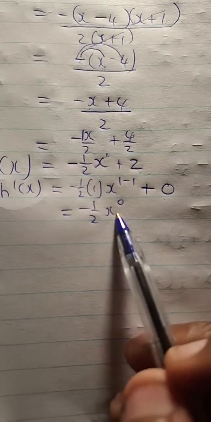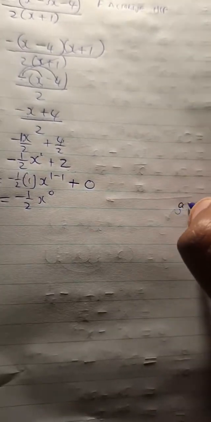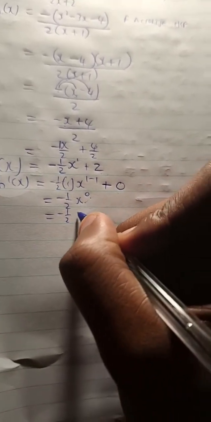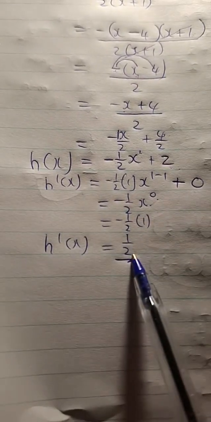But remember guys, anything raised to the power 0, a to the power 0, is equal to 1, except that a cannot be 0, because 0 to the power 0 is not 1. A to the power 0 in this case is equal to 1. So x to the power 0 is 1. So we have negative half, and the relationship of x to the power 0 with half is multiply. So obviously that's negative half times 1, which is a negative half. That is the derivative of this guy. It's negative half.